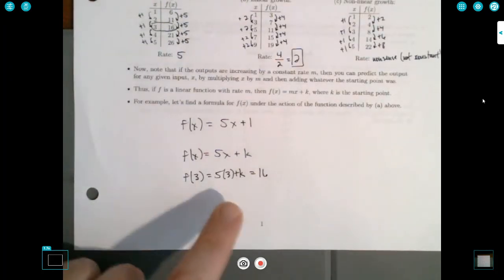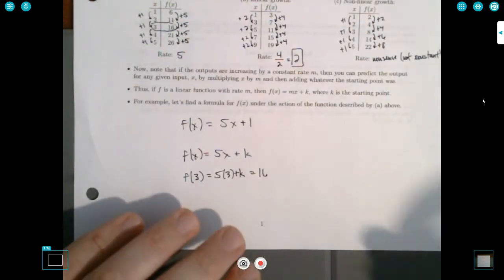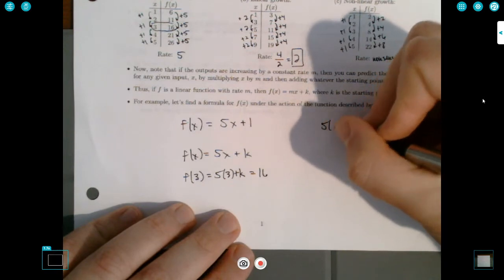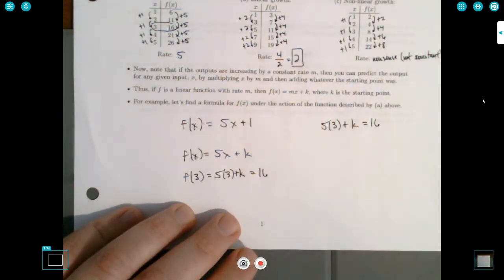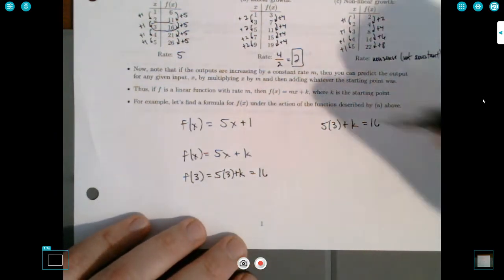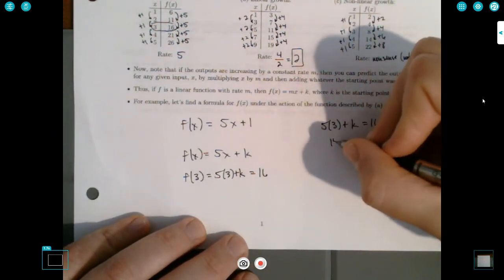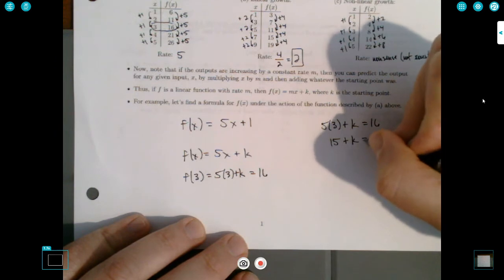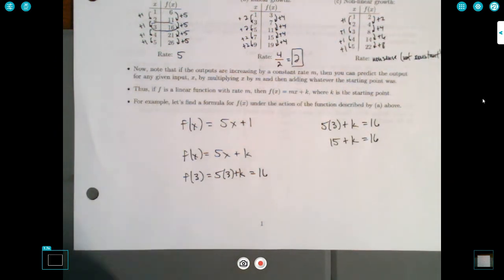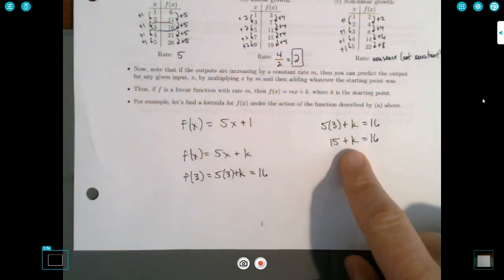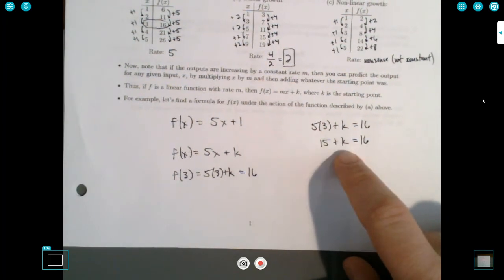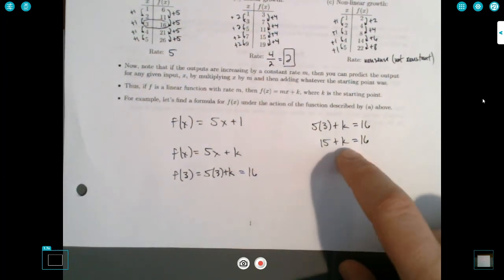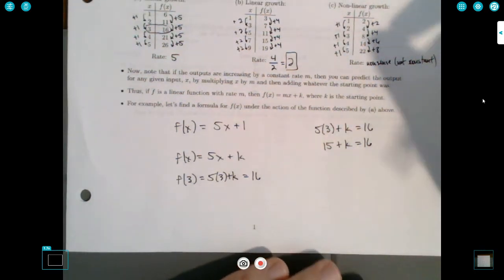Well, so I can solve that equation, right? I have to solve 5 times 3 plus k equals 16. I need to solve for k. First of all, I can do 5 times 3 pretty easily. That's 15 plus k equals 16. And then to solve for k, it's not hard to realize that 15 plus something has to equal 16. What's the something? Well, it's got to be 1, right? 15 plus 1 equals 16, so k equals 1.